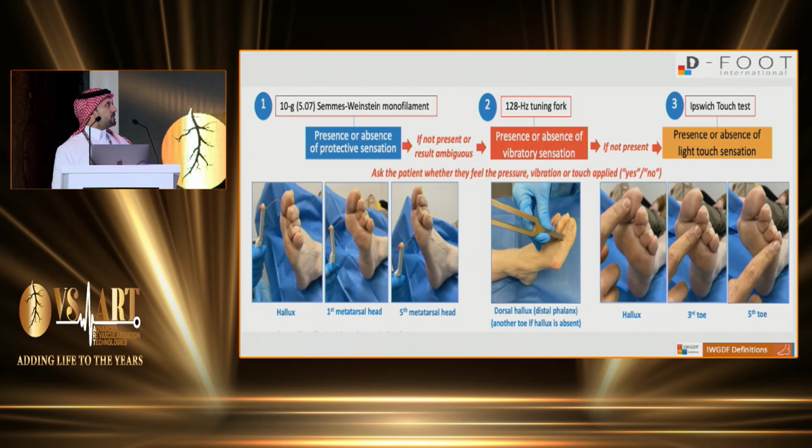And as you can see on the screen, on the left side, number 1, we use a 10-gram monofilament. You can see we apply the monofilament on the hallux and the first and fifth metatarsal heads. Also, we are using a 128 Hertz tuning fork, applied on the dorsal hallux. And also we could use the Ipswich touch test, which looks for light touch sensation.